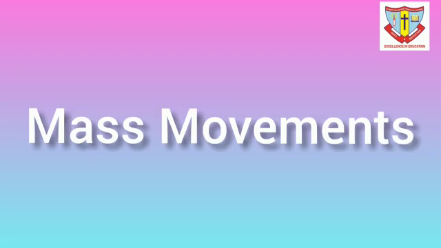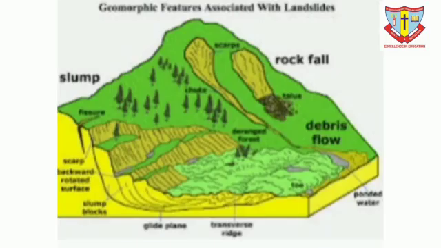Mass movements. The weathered rock materials start moving along the slopes due to gravity and accumulate near the foothills or the gentler slopes. This process has been happening for years. The weathered particles form a conical heap at the foothills. When weathered particles move down due to gravity alone, the process is called mass movement.